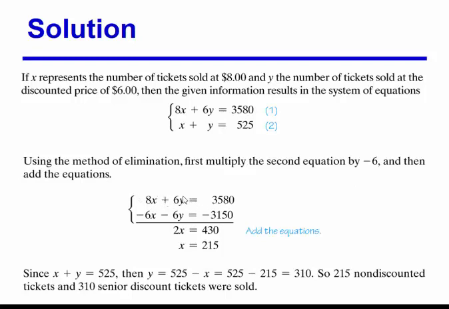When we do that, we eliminate the y variables, and then we get that x is equal to 215. We go ahead and plug it back into either of the 2 equations and solve for y. We get that y is equal to 310. So we sold 215 non-discounted tickets and 310 senior tickets were sold.